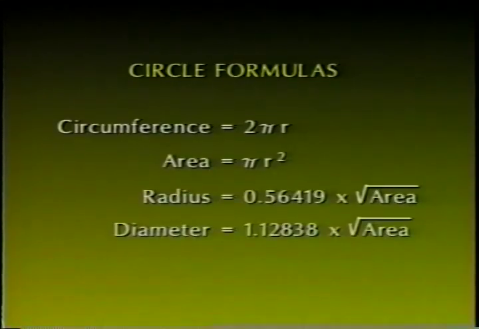Some other formulas dealing with curves are shown in this graphic. They are circumference equals 2 times pi times radius, area equals pi times radius squared, radius equals 0.56419 times square root of area, diameter equals 1.12838 times square root of area.